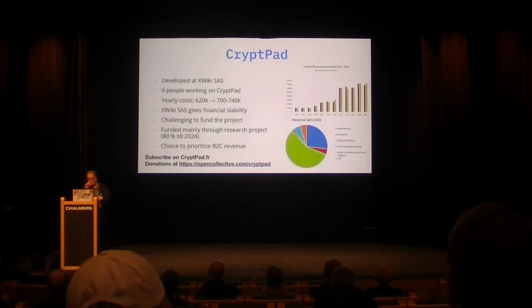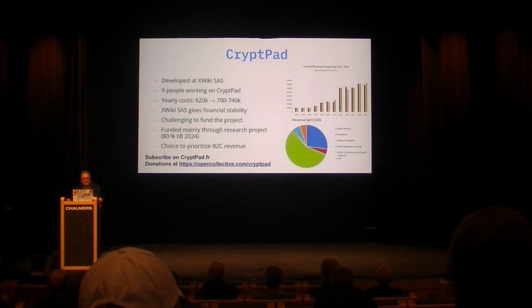Some information about the CryptPad finance. So CryptPad is developed at XWiki SAS. XWiki SAS is a company that has built open source software for 20 years, and makes most of its revenue out of the XWiki software. I have a presentation tomorrow morning about how we manage to pay ourselves doing open source without any external investors.